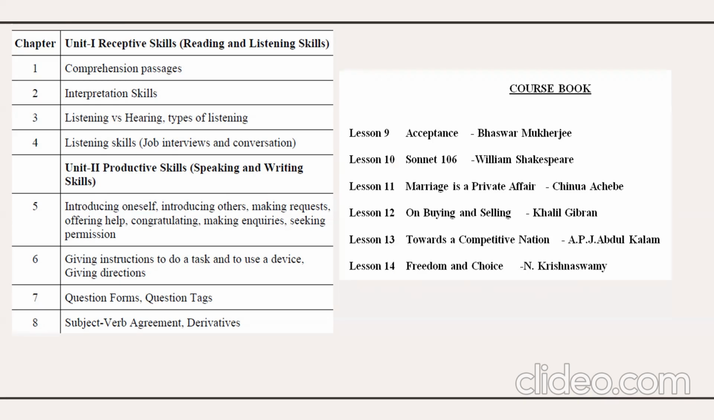The remaining 20 marks syllabus is based on the 6 important chapters which have been borrowed from the course book. So you have the very important story Acceptance, Sonnet 106, Marriage Is a Private Affair, On Buying and Selling, Towards a Competitive Nation by Abdul Kalam, then N. Krishnaswami's famous essay, The Freedom and Choice. So this is the syllabus for the 60 marks in the main examination.